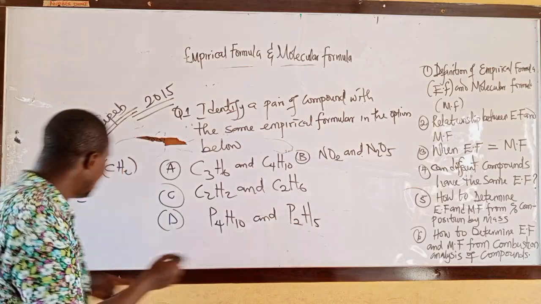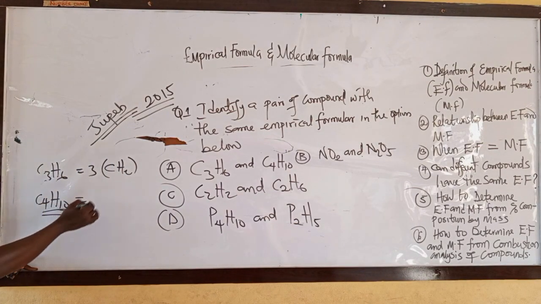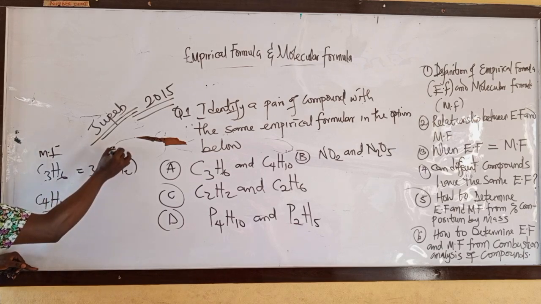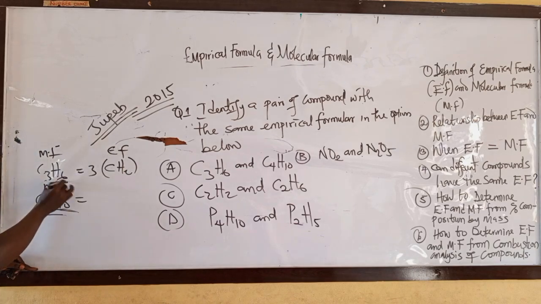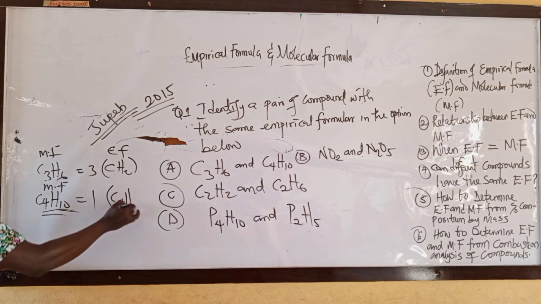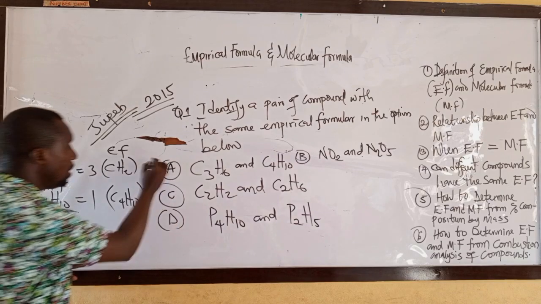Take note of that. In this case, what is common to C and H is 1. That means the empirical formula of this one is C4H10. Their empirical formulas are not the same. That means option A is wrong.